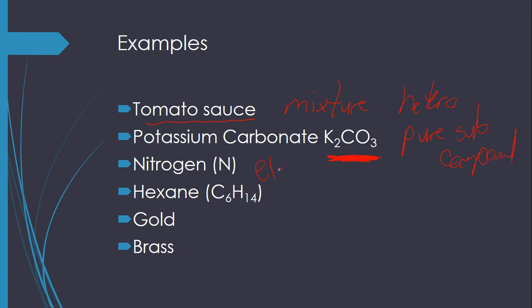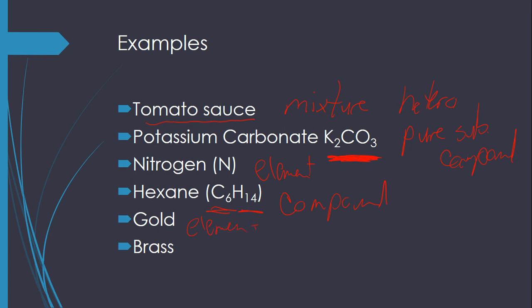Nitrogen is an element and a pure substance. Hexane, exact ratio given, so therefore that is a compound and a pure substance. Gold, you know, is on the elements, so that's an element and a pure substance.